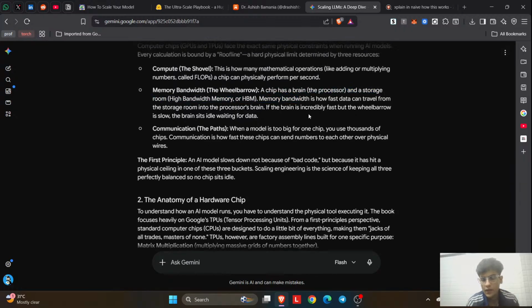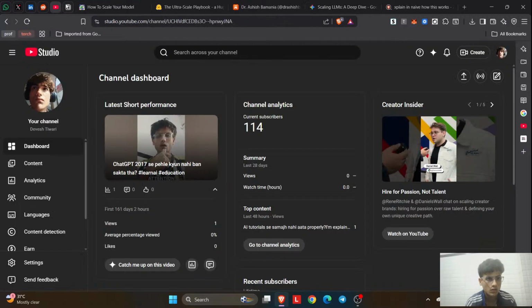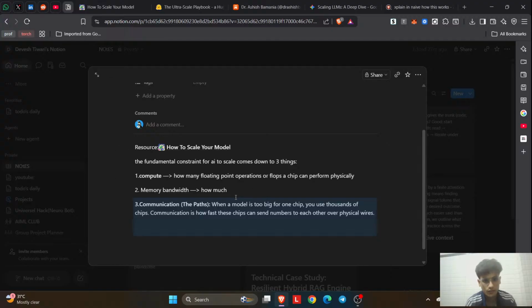The chip has a brain, processor, and a storage room, high bandwidth memory or HBM. Memory bandwidth is how fast data can travel from the storage room into the processor's brain. The brain is incredibly fast, but the wheelbarrow is slow. So, okay, how fast it can travel? That's the core of it.